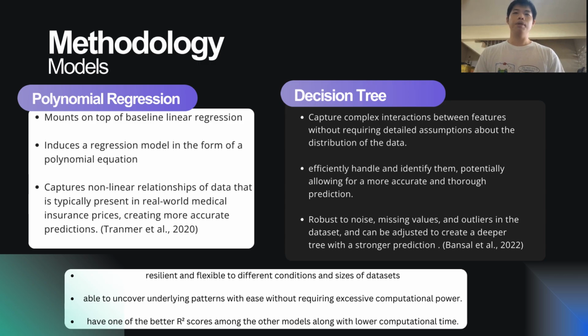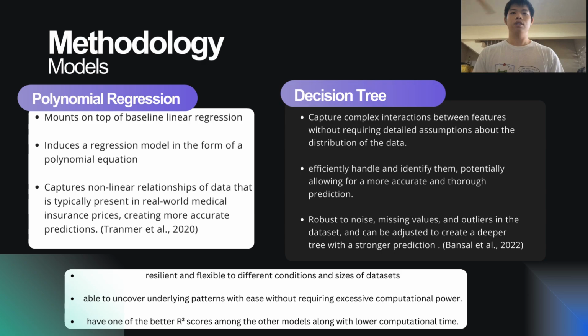tasks. Polynomial regression builds on baseline linear regression, enhancing its capability to handle non-linear relationships. These models induce a regression equation that fits polynomial terms, allowing it to capture the complexity in real-world medical insurance data more accurately. By addressing non-linear patterns efficiently, it ensures precise predictions without excessive computational demands.